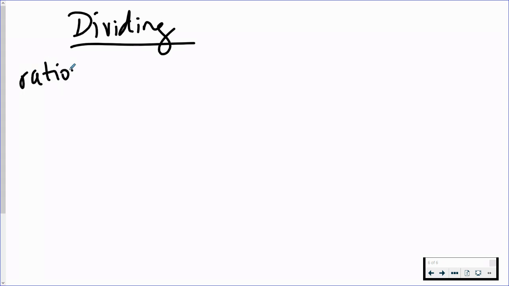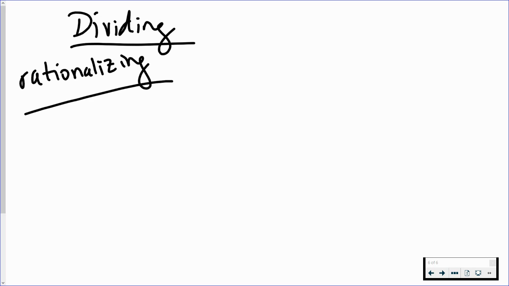All right, let's take a look at dividing. There's two things I kind of want to talk to you guys about. First of all, something that's called rationalizing. Very important when we're dealing with radicals, because if we divide by a radical, we don't want to leave that on the bottom. That's kind of a mathematical no-no.